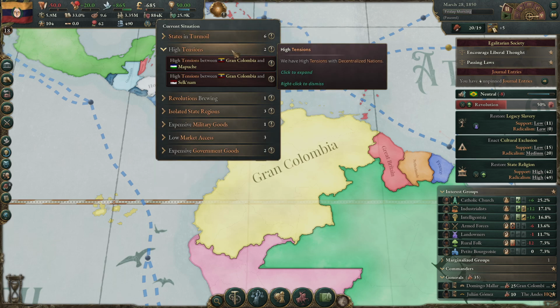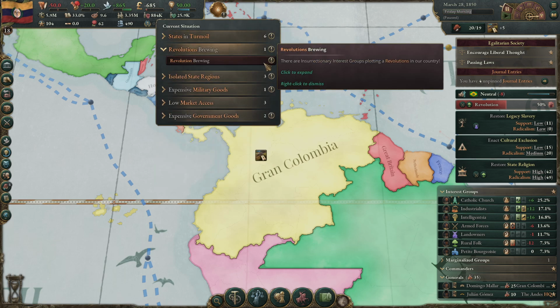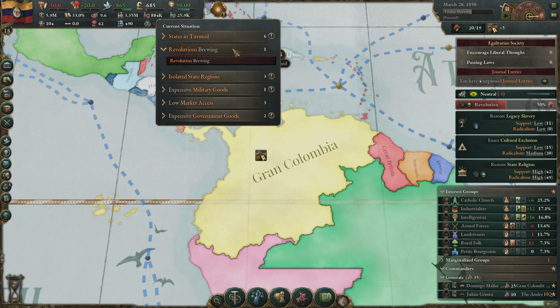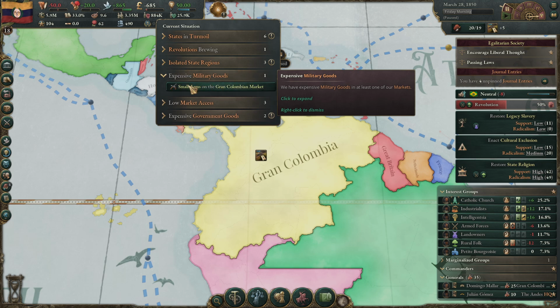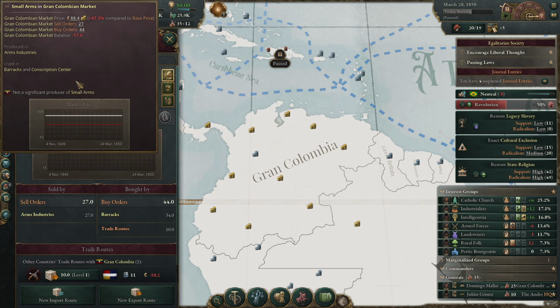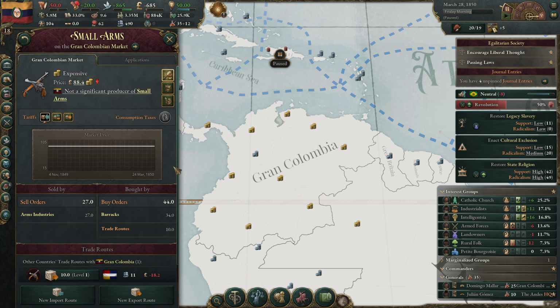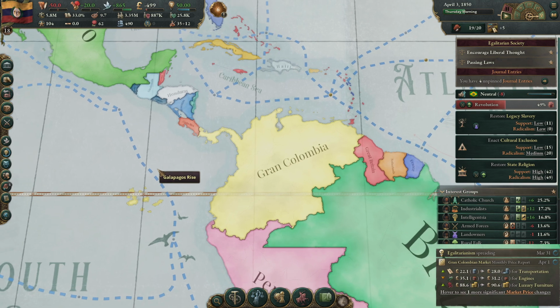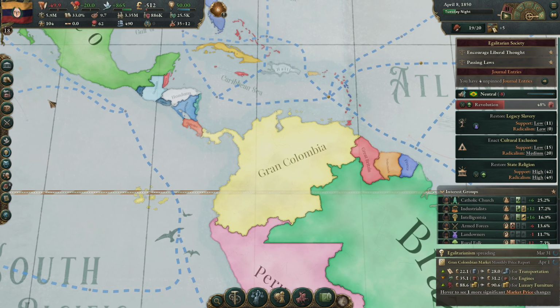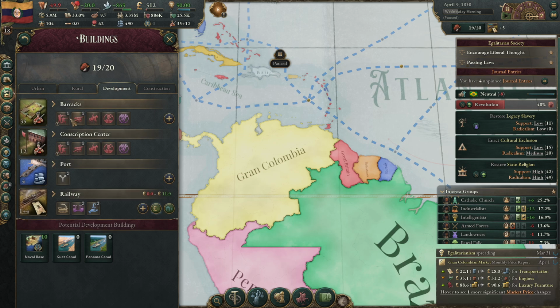What do we have here as well? Yeah, the turmoil, of course, the tensions. Revolution is brewing, but it goes away. We need to build those ports. Small arms is still expensive. Yeah, because of the bloody trade routes. We need to build more small arms next and build up our army. Because I want to keep conquering more land. I'm not feeling that safe at the moment.